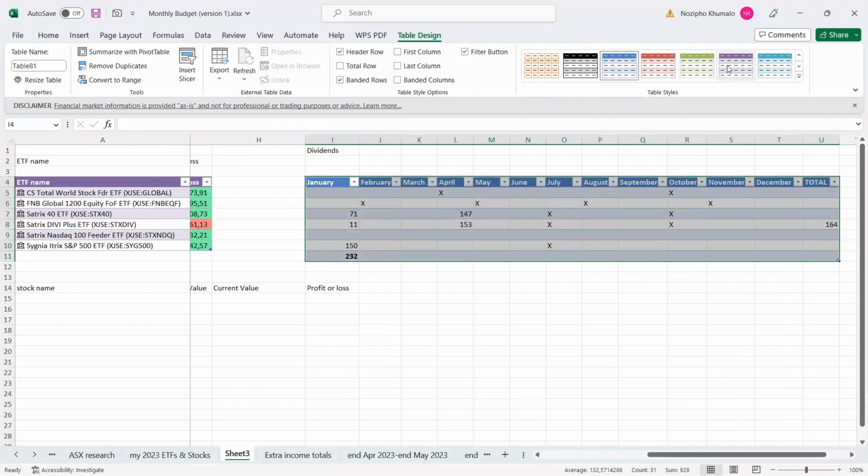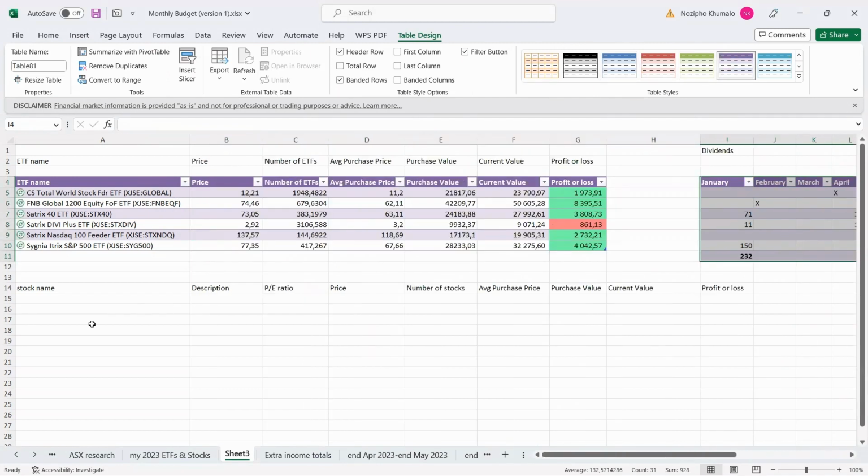So I've inserted the table there and changed the color. I'm going to do the exact same process for my Australian stocks. I've already put in some column headers, although they're slightly different from ETFs, of course. So there's a stock name, which is the name of the share or company, the description of that company, the PE ratio, the rest is the same.